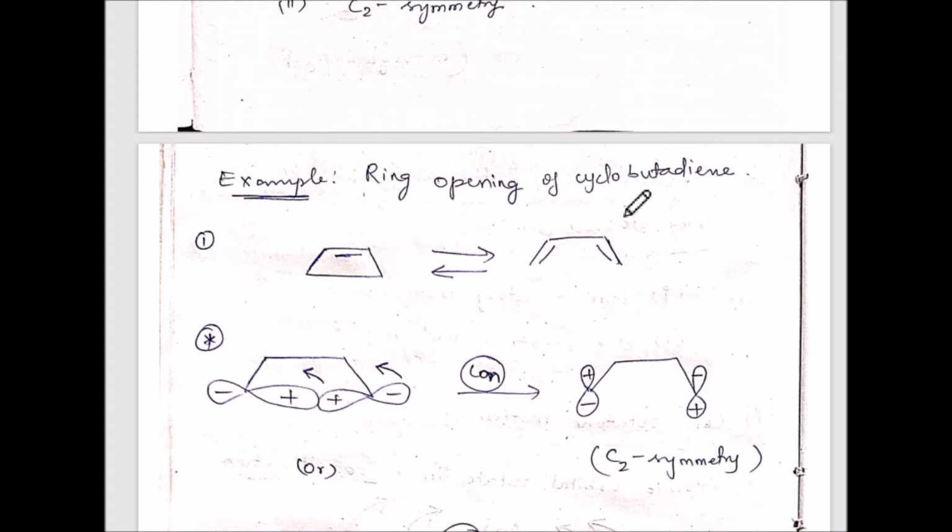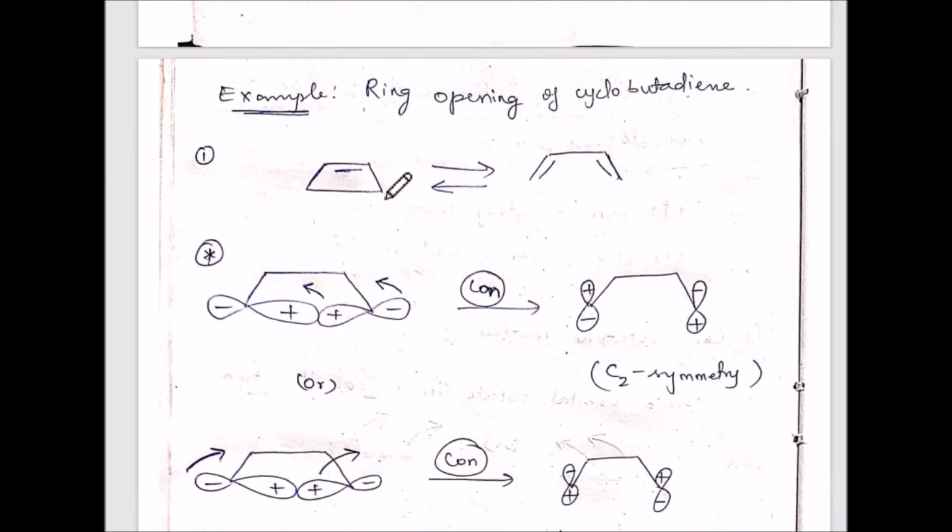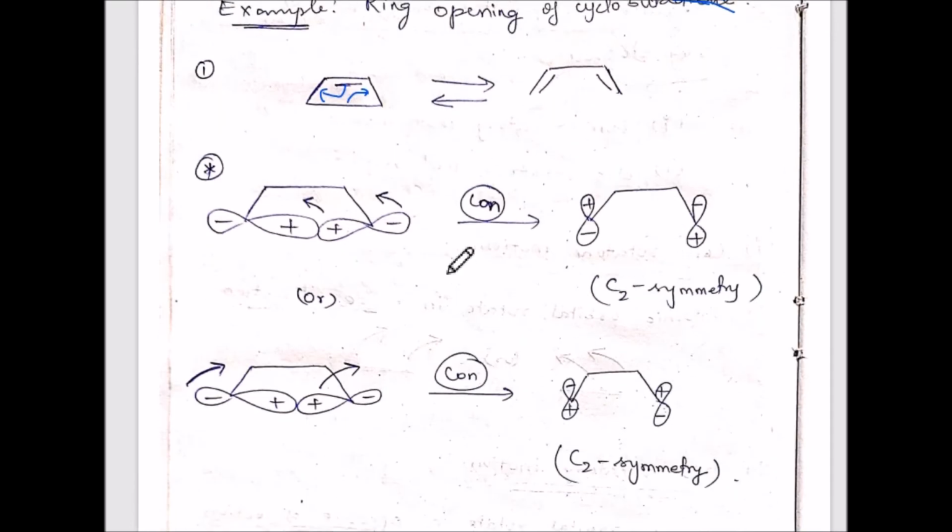Okay, for example, I choose a ring opening of cyclobutene. Sorry, it's not cyclobutadiene, it's cyclobutene, it's a mistake here. So I take cyclobutene, and you see here the ring opening has taken place like this, and it comes here and goes here, and you see that the ring is open. That's it. Okay, let's discuss now.